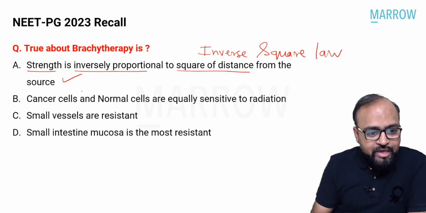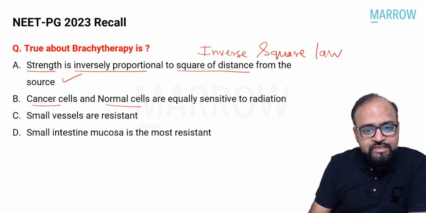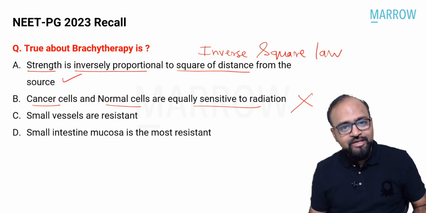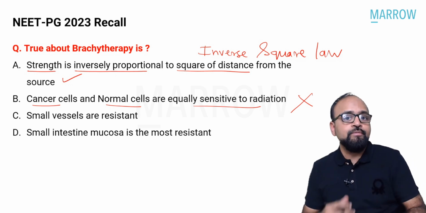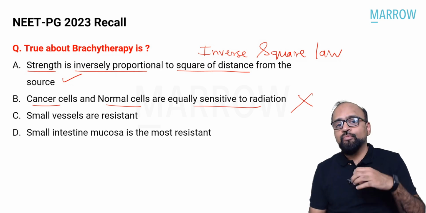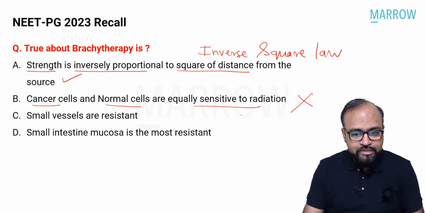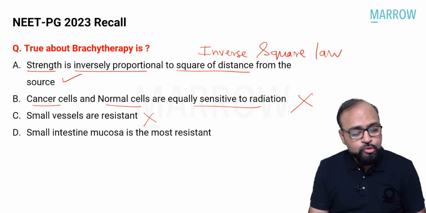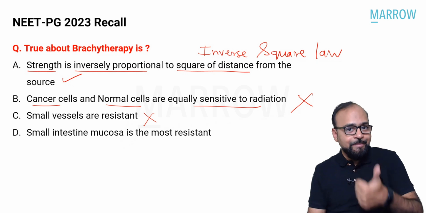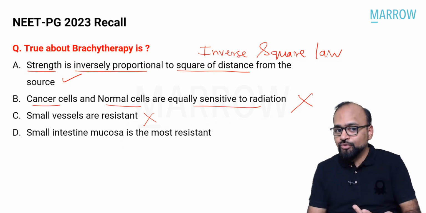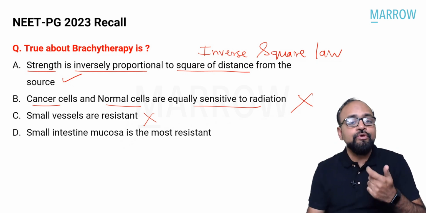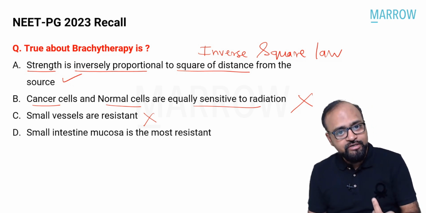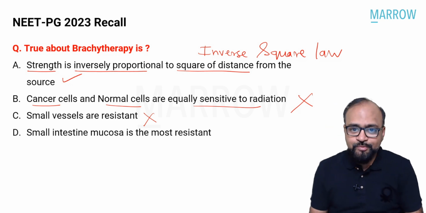This is true. Cancer cells and normal cells are equally sensitive to radiation is false. We just discussed this law of radiobiology. Cancer cells may be poorly differentiated, are always rapidly dividing, so they are more sensitive to radiation as compared to a normal cell. This is wrong. Small vessels are resistant, no, is wrong. We've just discussed capillaries, small arteries, arterioles are more sensitive because of the endothelial cells which are metabolically active. Large veins, large arteries are more radioresistant. So this statement is wrong.